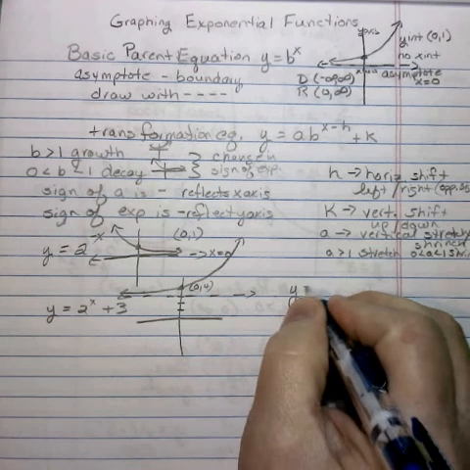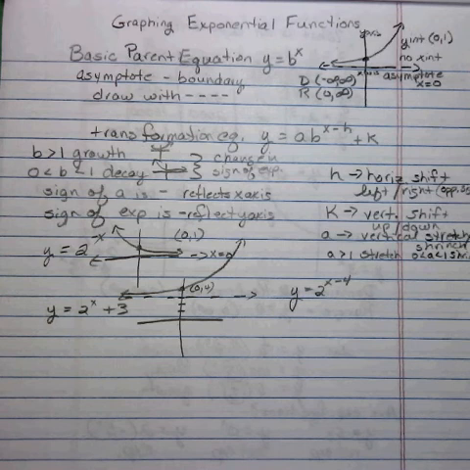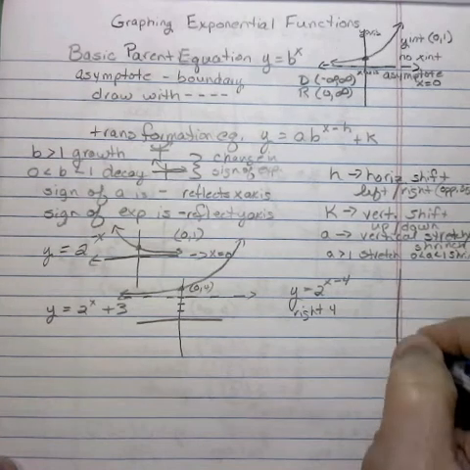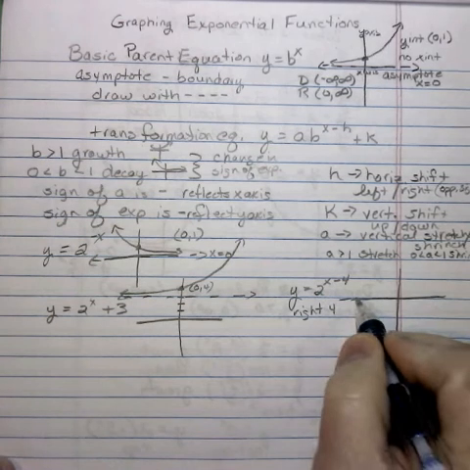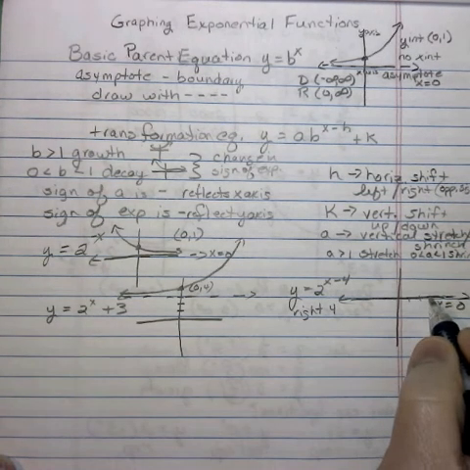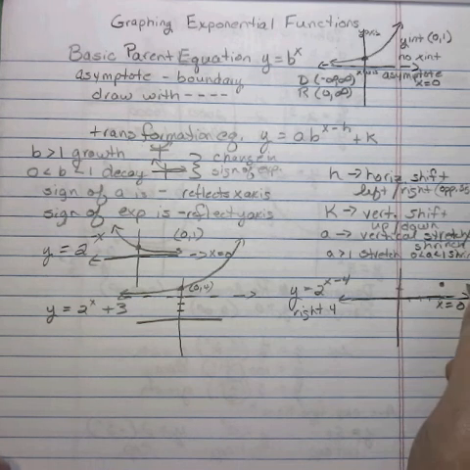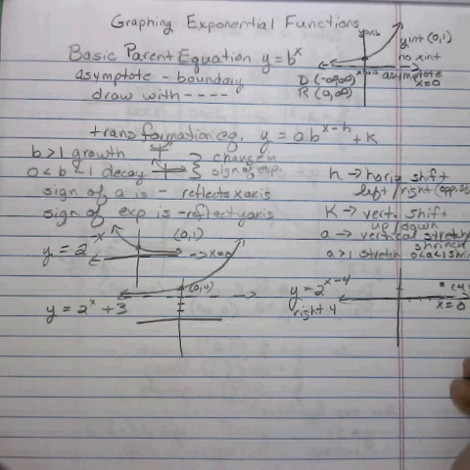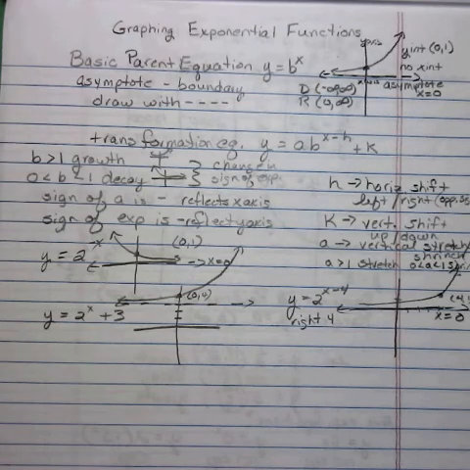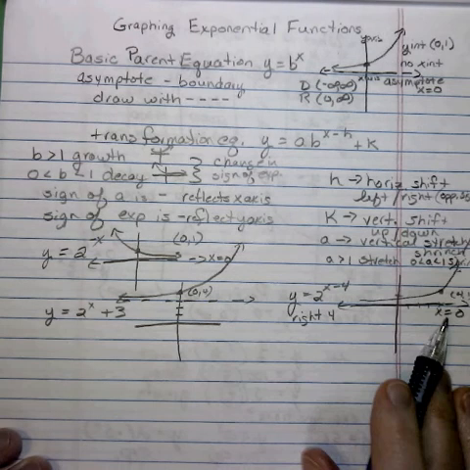If we have the equation y equals 2 to the x minus 4, that graph is going to shift to the right 4 units. So in this particular graph, our asymptote is going to stay at the same location, x equals 0. It's going to make our intersection point change from being (0, 1) to being (4, 1). And there is our horizontal shift for that particular graph. Asymptote's still the same. Domain and range is still the same.